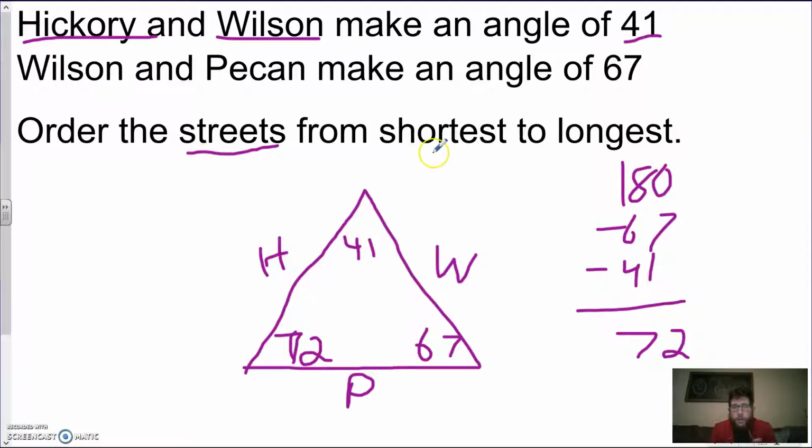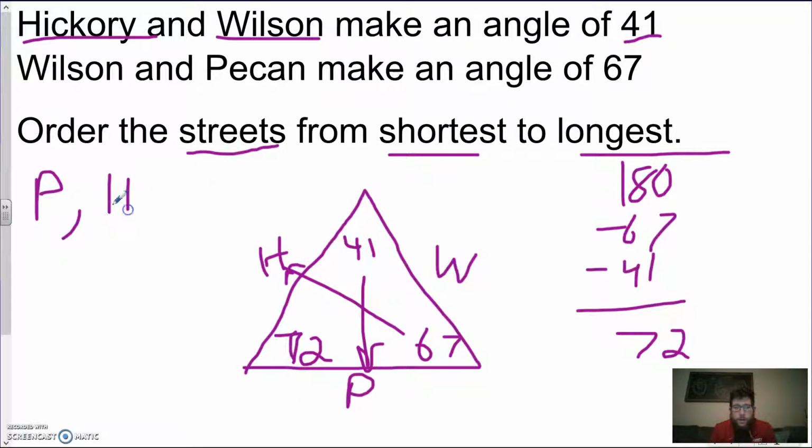Alright, now I need to order the streets from shortest to longest. So I'm going to pick my smallest angle and go opposite. That's Pecan. Pecan is my shortest street. Pick my medium one and go opposite. I'm getting Hickory. And then the last one, Wilson. Okay, remember you can also cover up your triangle. You can cover up your smallest angle and see what letters are left over. Cover up your medium and see what's left over. You could do it that way too.